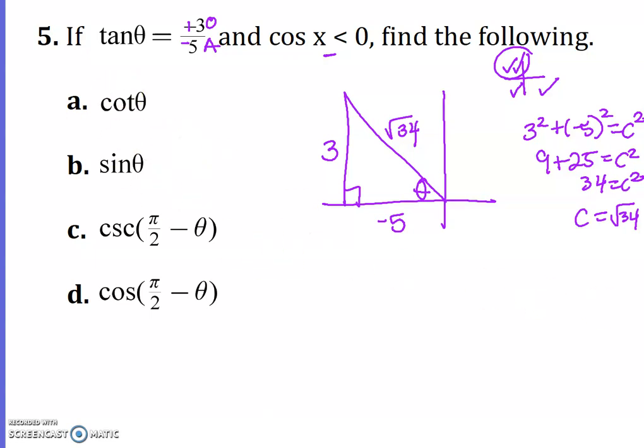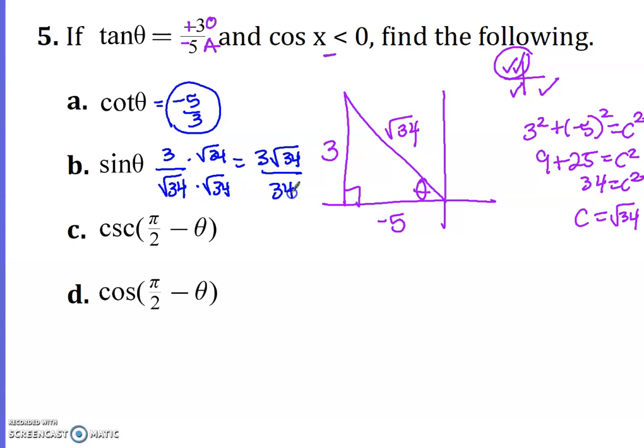Okay, so according to this triangle, let's go. Cotangent, adjacent over opposite, that is negative 5/3. Sine, opposite over hypotenuse, 3 over square root of 34. Rationalize the denominator. We get 3 square root of 34 over 34.